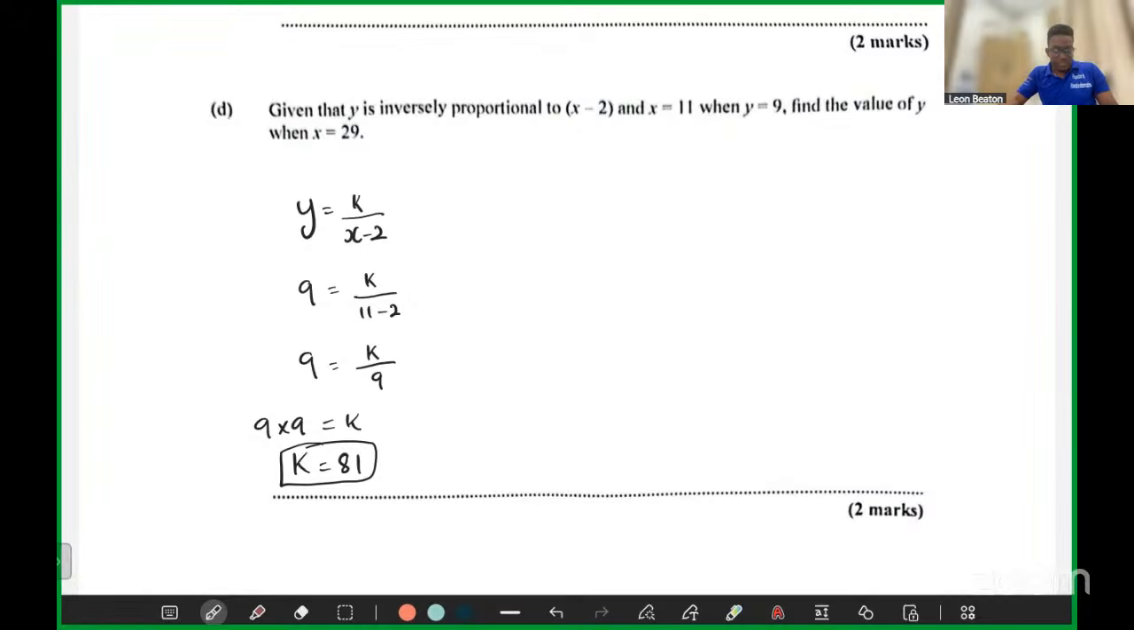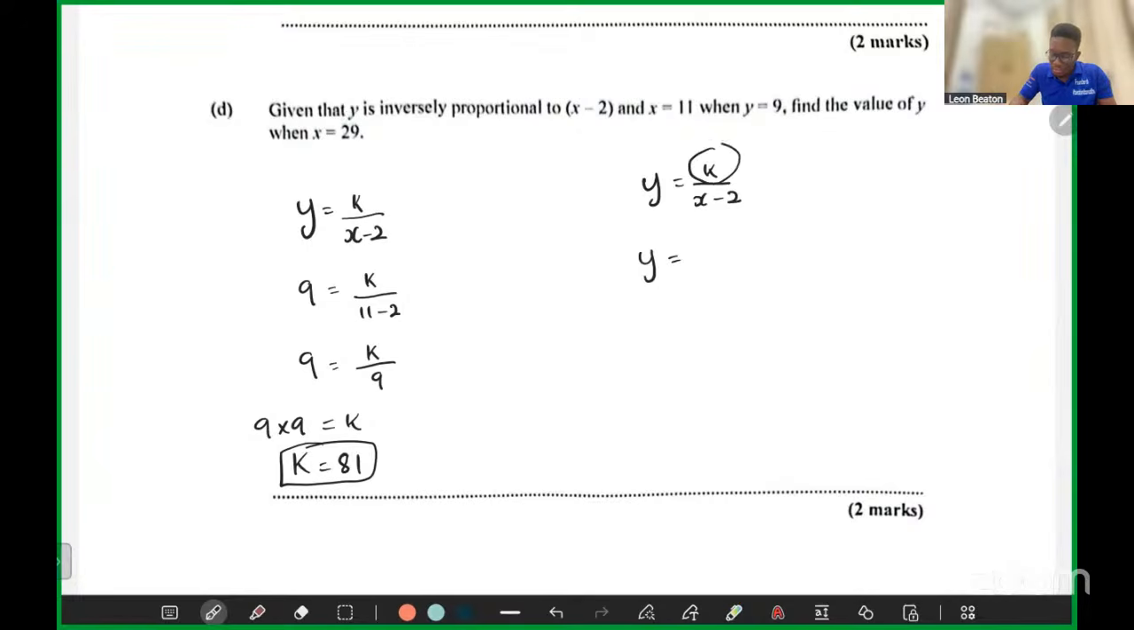So it's important to find that for us. Now, the meat of the question: find the value of y when x is equal to 29. So we use back the same equation, y is equal to k over x minus 2. They told us they want the value for y when x is equal to 29.